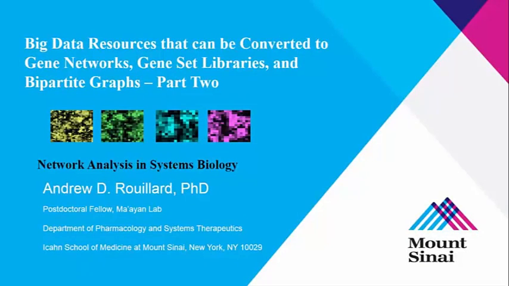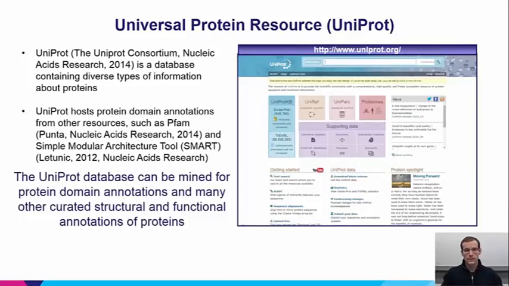This is the second part of the lecture on resources for bioinformatics and machine learning. The next resource we'll talk about is called UniProt, which stands for the Universal Protein Resource. This is a database that contains all kinds of different information about proteins. You can access this page at the website shown on the right of this slide. I was specifically going to talk about how you can get protein domain information out of UniProt.